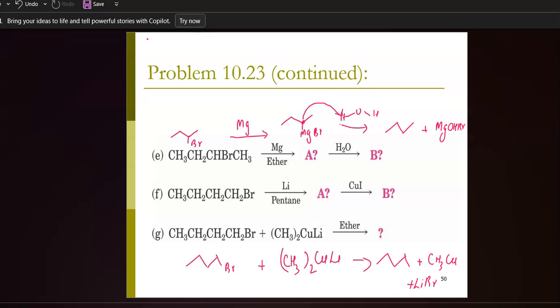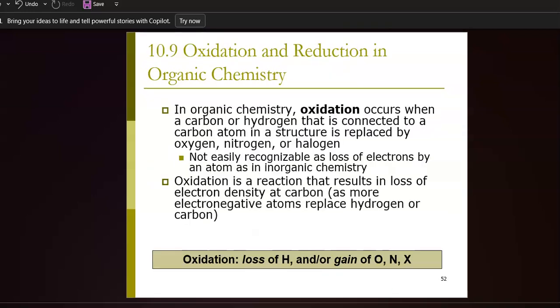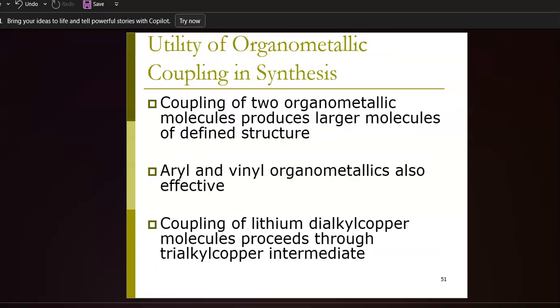If you want, we can put a color to show one of the CH3 groups. So this is a CH3, so one of the CH3 groups gets attached to that carbon chain, and the other CH3 remains with the copper. The next slide is again just talking about the utility of organometallic reagents.